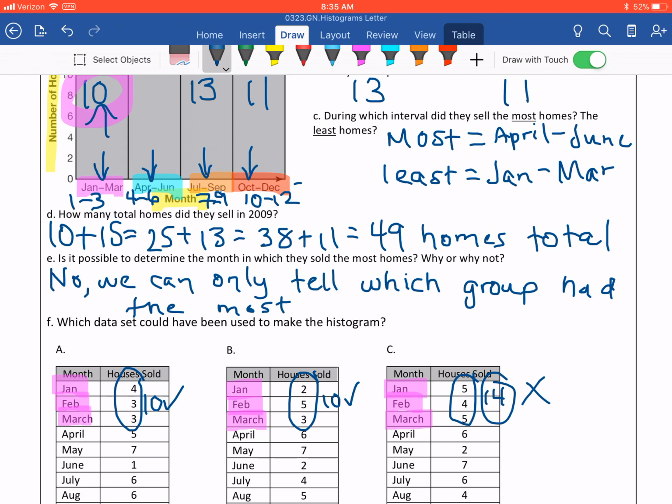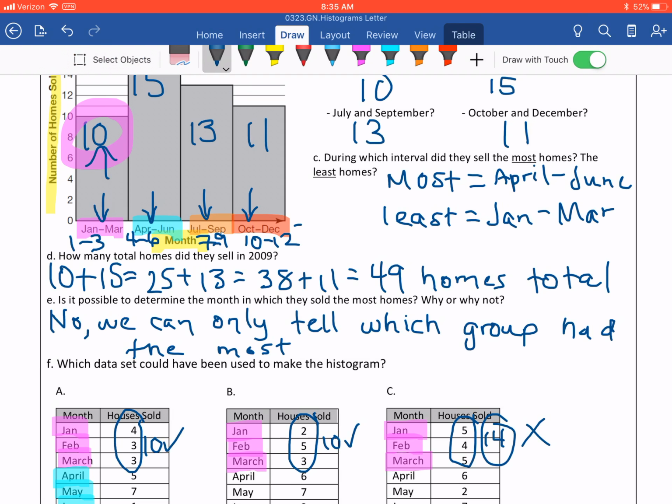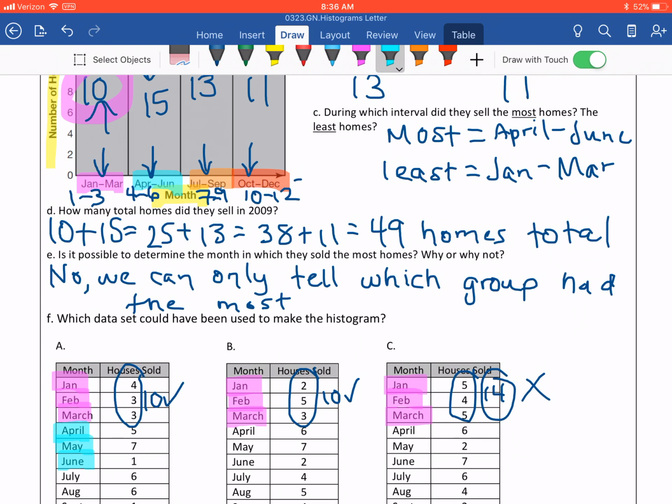All right, now I'm going to go back and look at the next interval, April through June. Since April, May, and June in my table is supposed to be 15, I need to add them up and see, do I get 15? So 5 plus 7 is 12, 12 plus 1 is 13. This one is no good because this number is supposed to add up to be 15. Here, April, May, June, 6 plus 7 is 13. 13 plus 2 is 15, so that one's good.